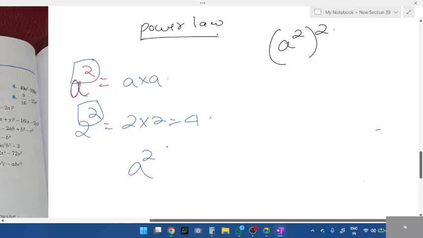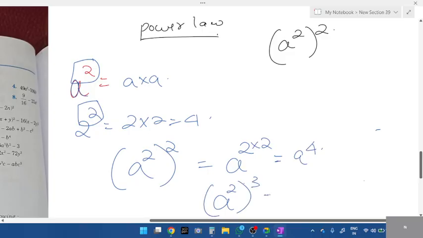Now, power law is nothing but you will have one power, and on top of that, you will have another power. So in power law you have to multiply. Don't add or subtract, we multiply. What is 2 2s? 4. A to the power of 2 into 3, what's the answer? 6. Yes, A to the power of 6. So for power law, what do we do with powers? Add, subtract or multiply? We multiply.